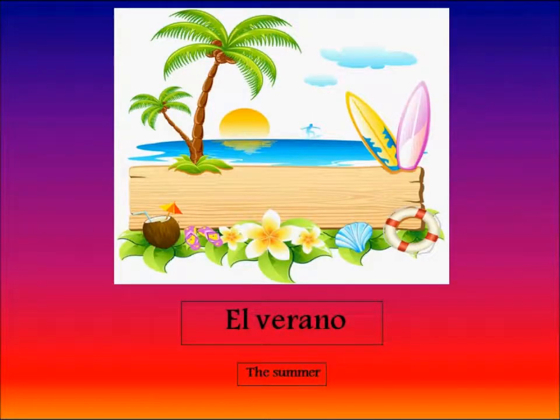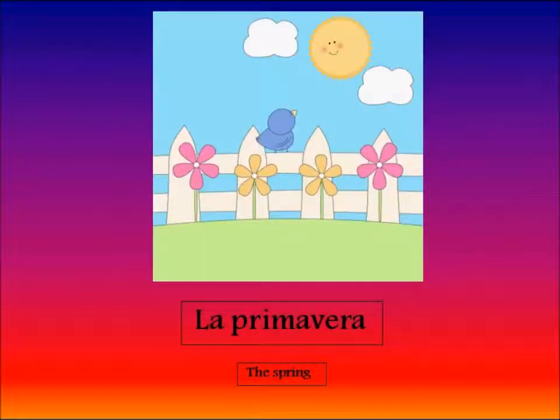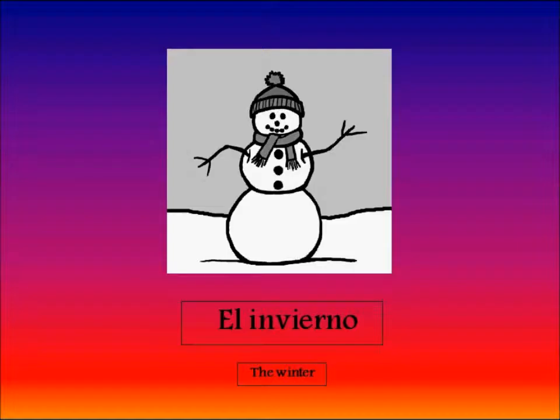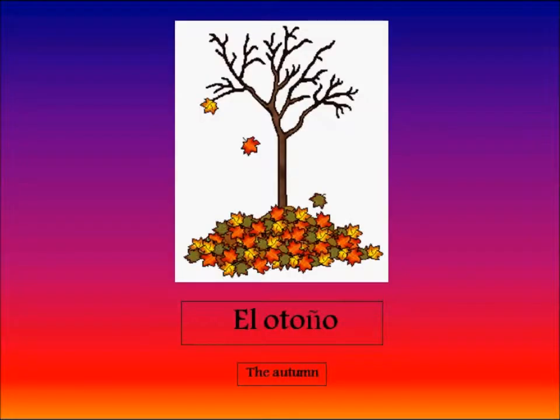Summer is el verano. Repitan, el verano. El verano. Very good. Spring is la primavera. Repitan, la primavera. La primavera. The winter is el invierno. Repitan, el invierno. El invierno. And the fall is el otoño. Repitan, el otoño.